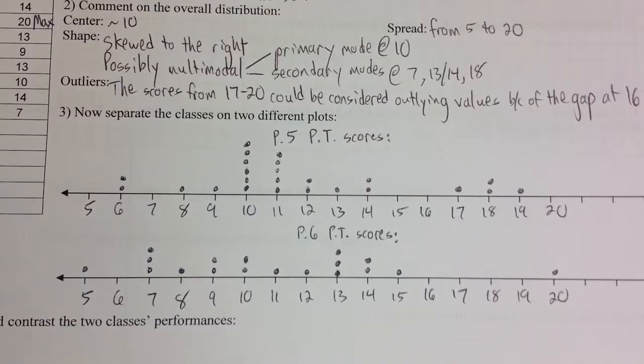Period 5 scores are more concentrated around the primary mode, which is interesting. Period 6 is more of a uniform distribution, more flat-topped. Not sure why that would be, but it's there. Okay?